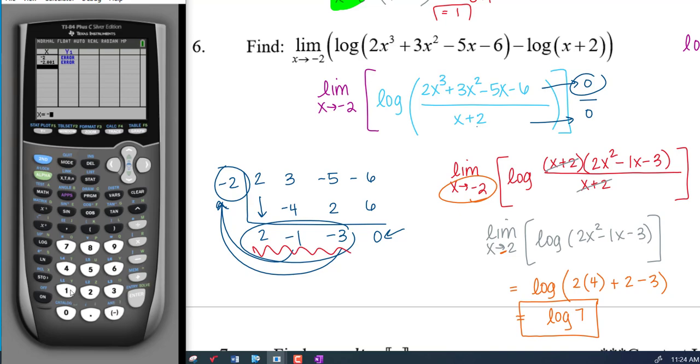And if I type in something like -1.999, I should expect log of 7. Well, it's not going to give me the exact answer back. So this 0.84454, I'll go to my home screen and see what is the log of 7 to see if that is close, and yes, it is.